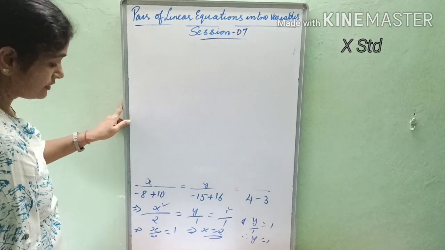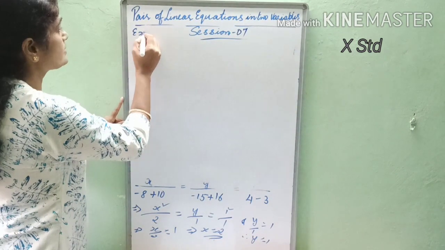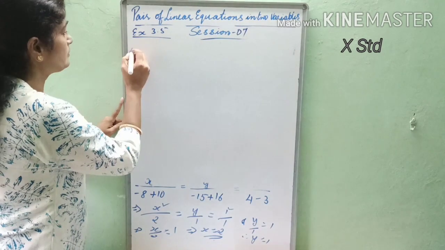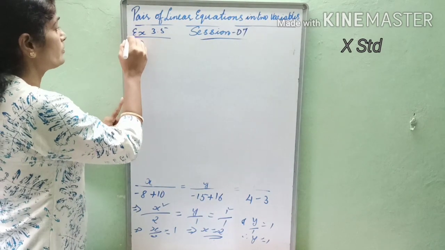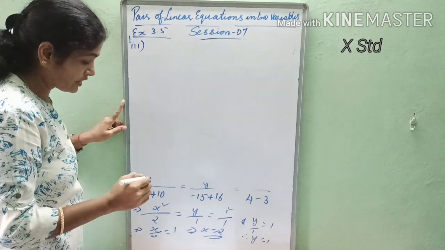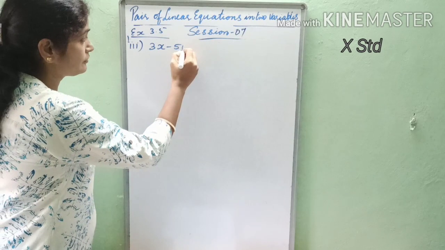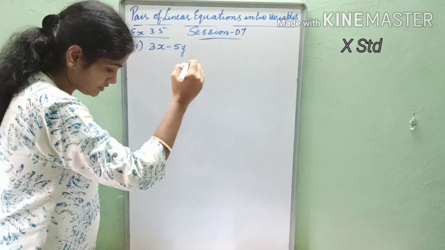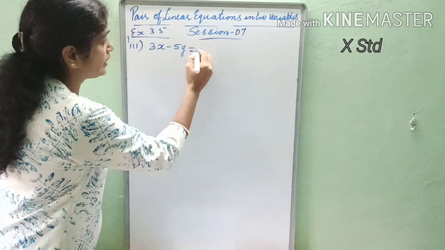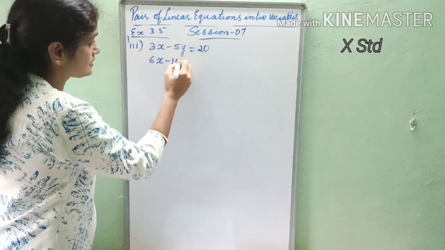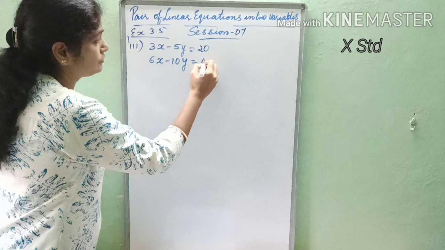Then we will write here exercise 3.5 only. Which part were we doing? I think the second one is complete. We will see the third part. So what is given there? 3x minus 5y is equal to 20 and 6x minus 10y is equal to 40.